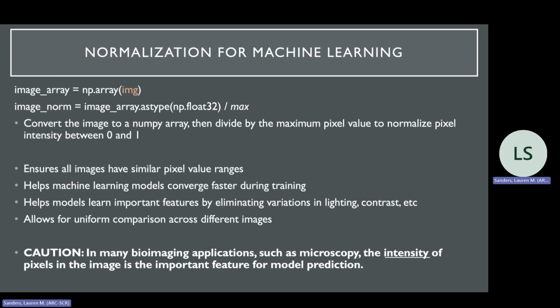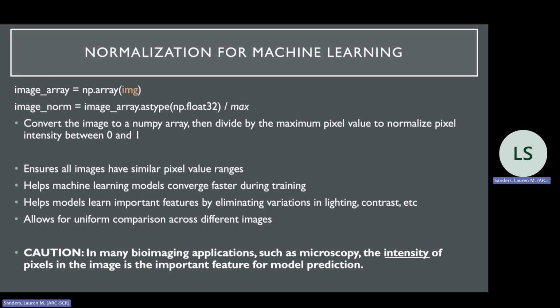Another important step in many machine learning workflows for bioimaging data is normalizing the data. We can do this by converting our opened image from Pillow into a NumPy array, and then normalizing by dividing that image array by the maximum pixel value. And this will normalize the pixel intensity between 0 and 1. This can be very useful for machine learning to ensure that all of the images have similar pixel value ranges, similar to what we saw with the tabular data.